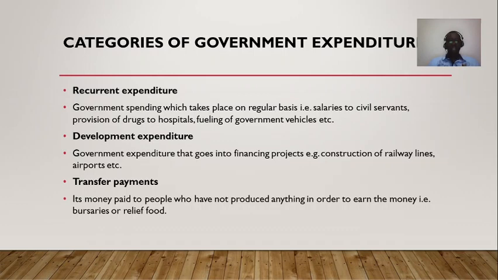The second type of expenditure is called development expenditure. This is government expenditure that goes into financing projects, for example, construction of railway lines, airports, etc. And lastly, we have transfer payment. It is money paid to people who have not produced anything in order to earn the money. For example, bursaries paid to students or relief food.